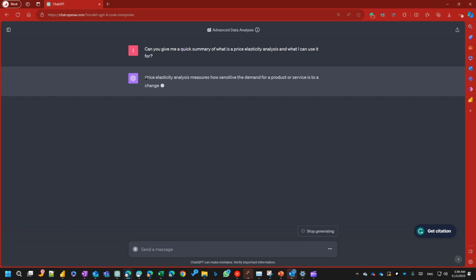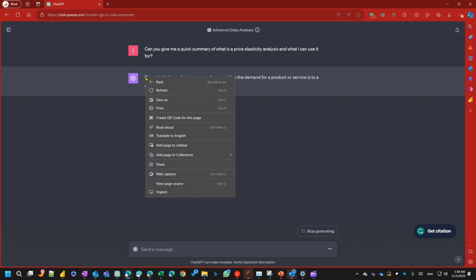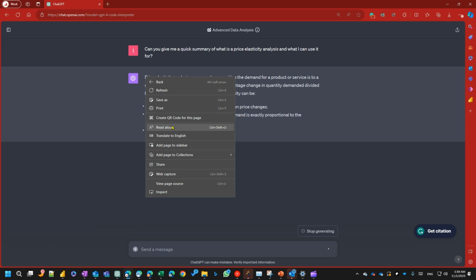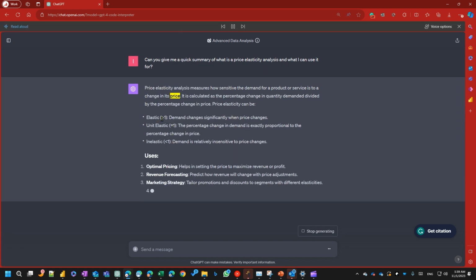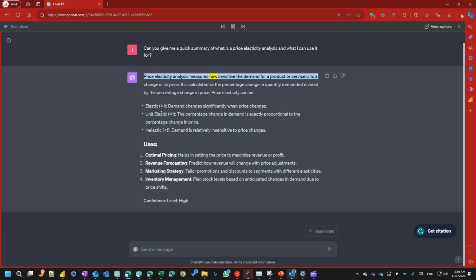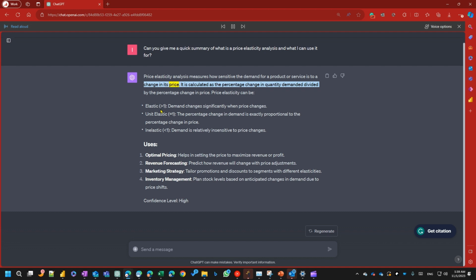I'm going to right click and say read aloud, so that it can actually read it for us. So let's understand. Price elasticity analysis measures how sensitive the demand for a product or service is to a change in its price. It is calculated as the percentage change in quantity demanded divided by the percentage change in price.